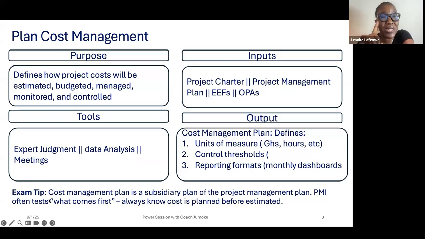PMI often tests what comes first. Always know cost is planned before estimated. So you need to plan. Remember, the reason why we go through this cost management plan is for us to know how we are going to estimate, how we are going to budget, how we are going to manage, how we are going to monitor and control costs so that we do not have cost overrun.